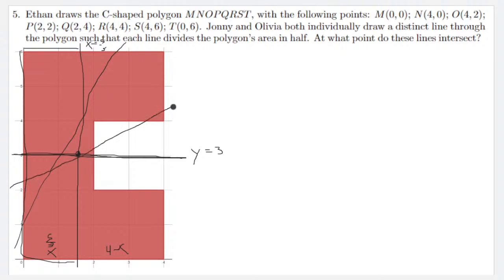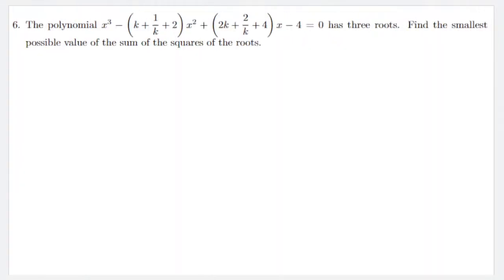It's a little more complicated to prove, but every line that splits the area in half will pass through this point, which we can call the center of mass. And so if you were to cut out the shape on paper and hold it by one point at this point, it would balance itself. Okay, now moving on to the next question.